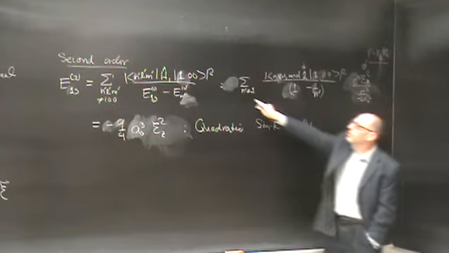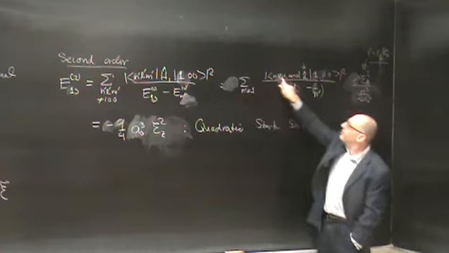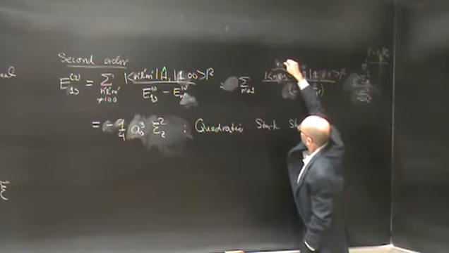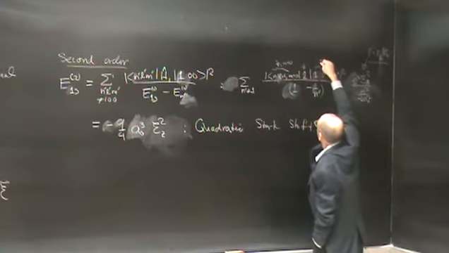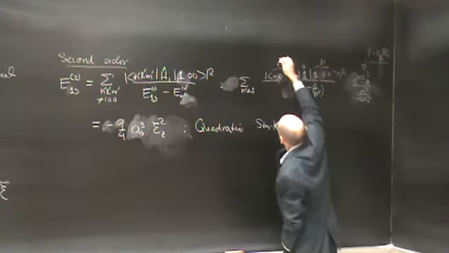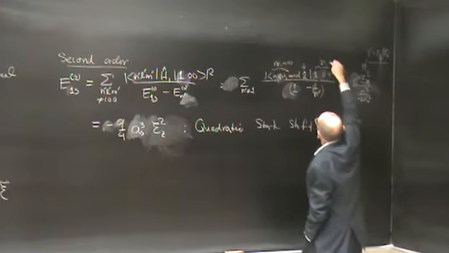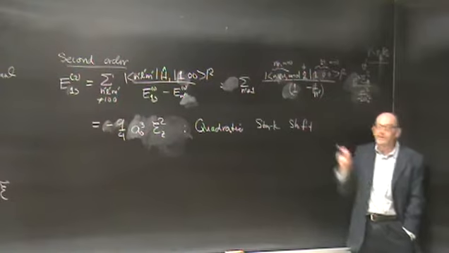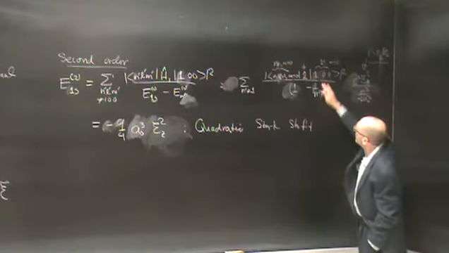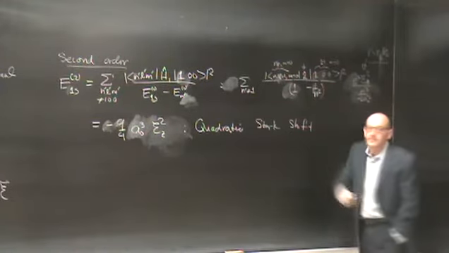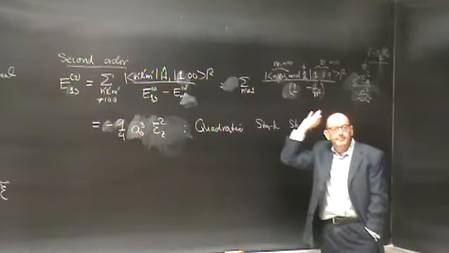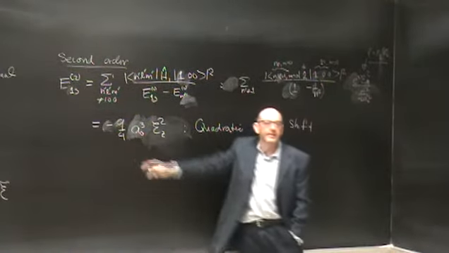So we only have to sum over all the p states. These are p states with m equals 0, and this is the ground state with m equals 0. Those are the matrix elements we have to sum over, and then we have the denominator here. That should be squared. And that sum can actually be done, and you get this result.